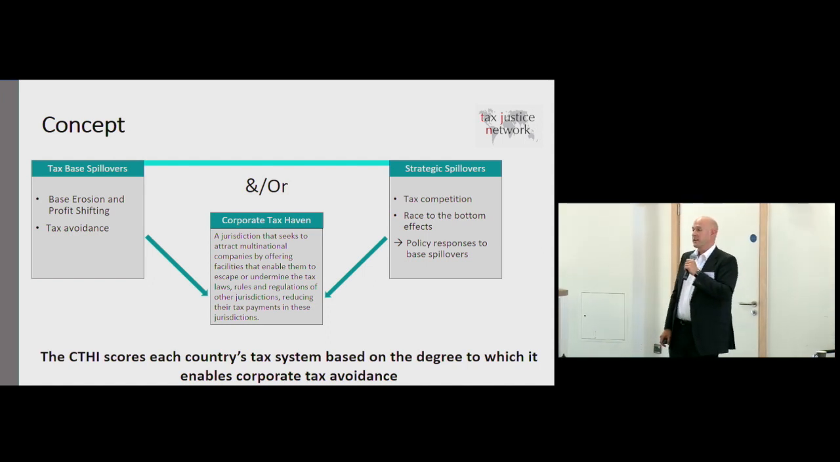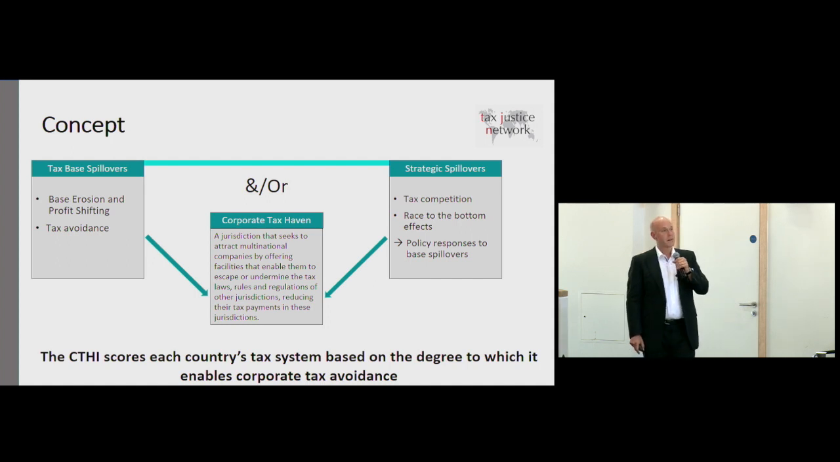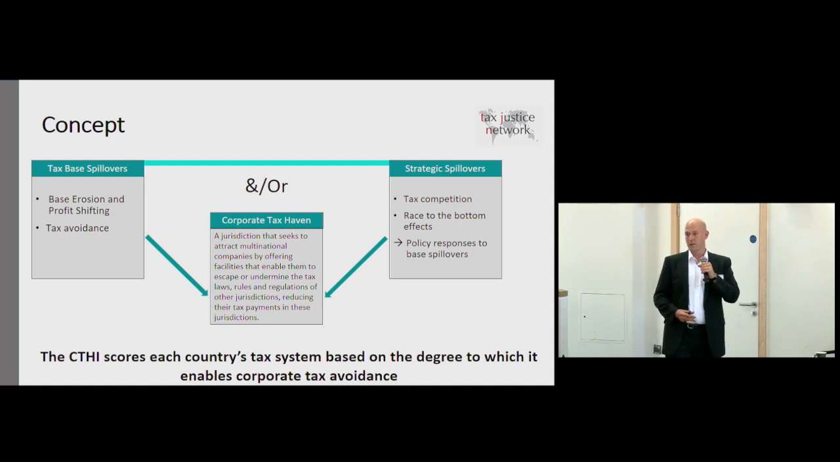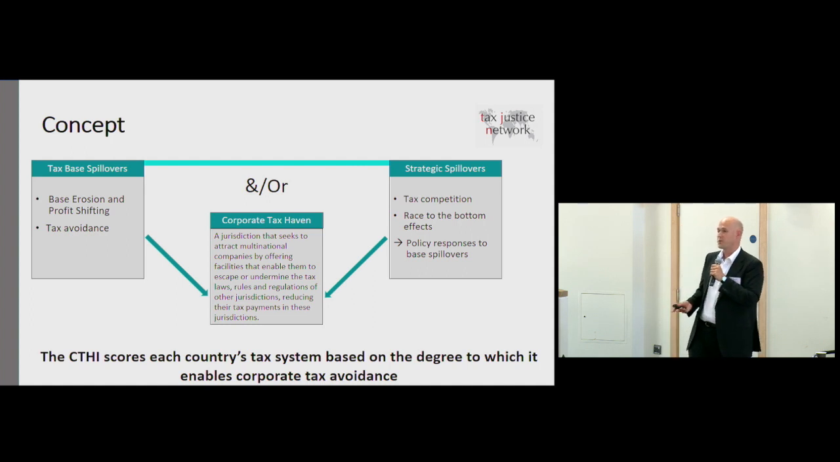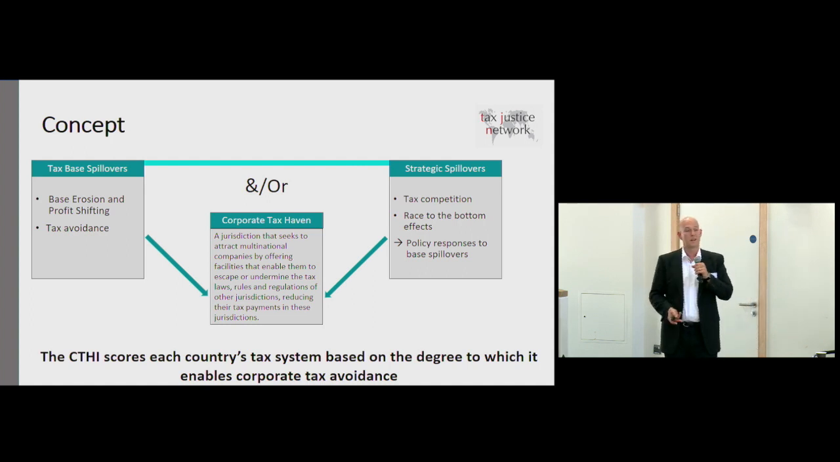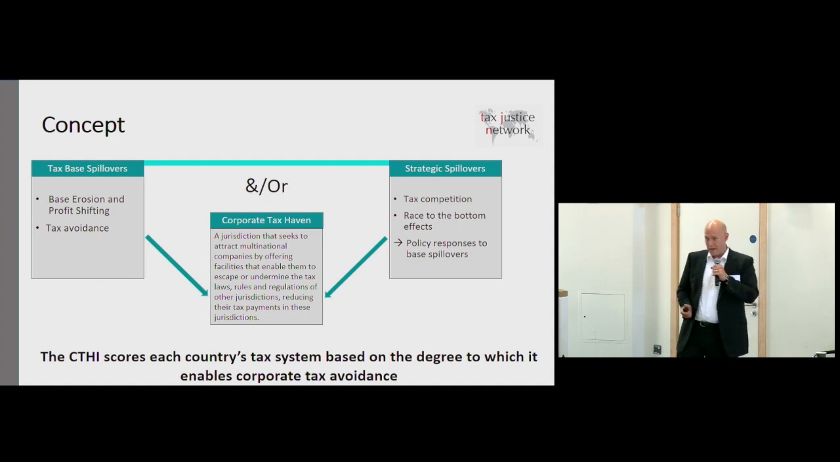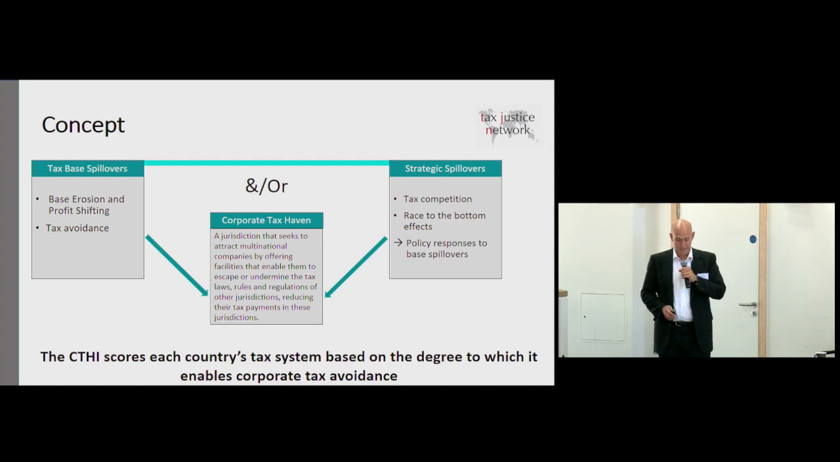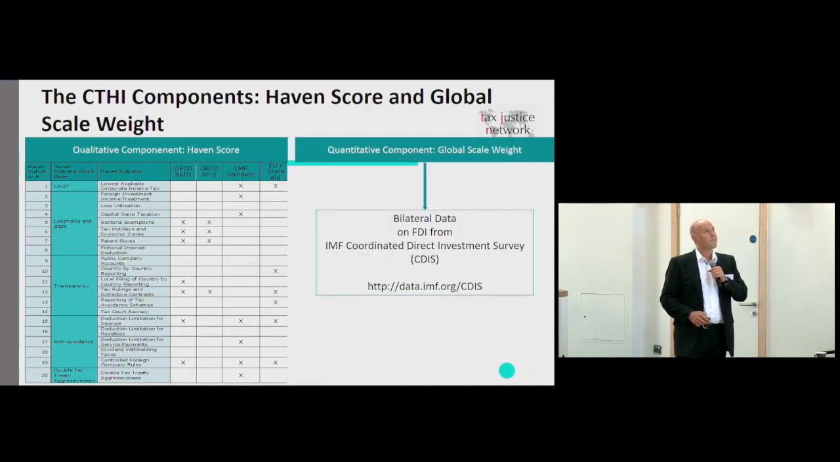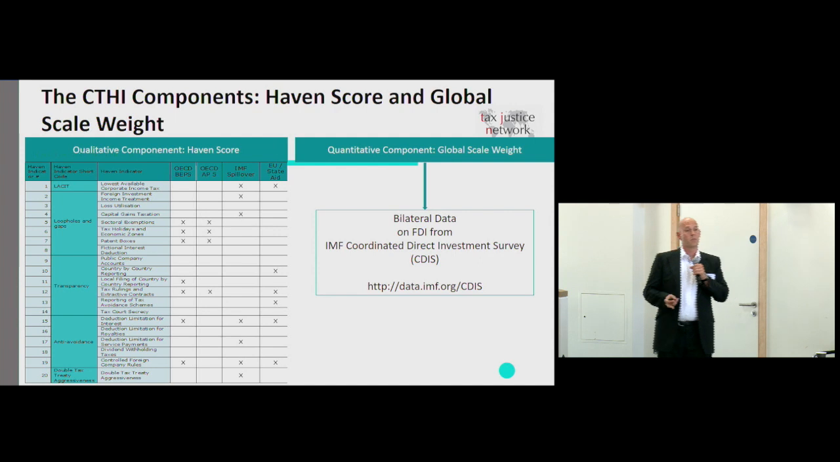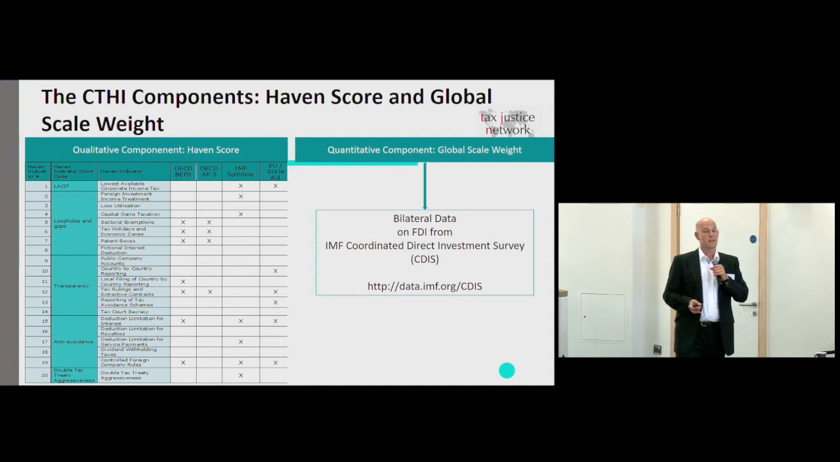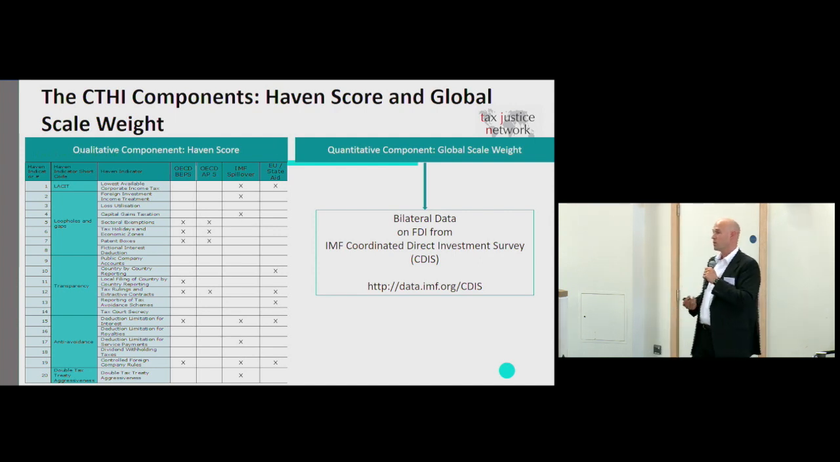The Corporate Tax Haven Index, CTHI, ranks countries by their contribution to global corporate tax avoidance risks. It complements the Financial Secrecy Index, which is more focused on individuals and on the broader set of concerns far beyond tax. The CTHI is focused on multinationals' tax avoidance, and it's covering at the moment 64 countries. It is constructed in a similar way to the FSI. It has two components, one Haven Score and the Global Scale Weight.